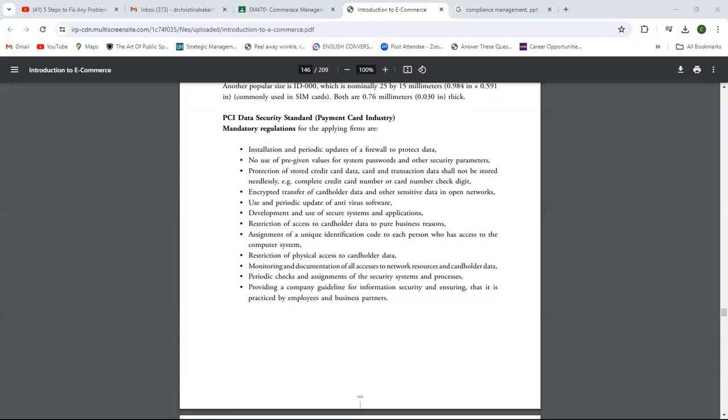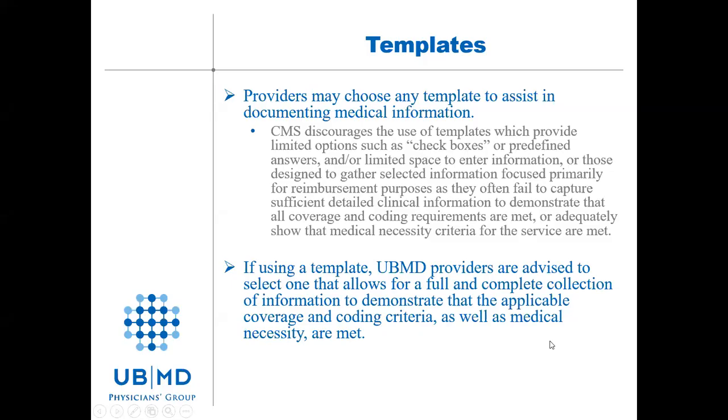You could use templates. Providers may choose a template to assist in documenting medical information. This could allow for full and complete collection of information to demonstrate applicable coverage and coding criteria. So if you're in the medical field, that's a good idea. We always want to keep records of everything.